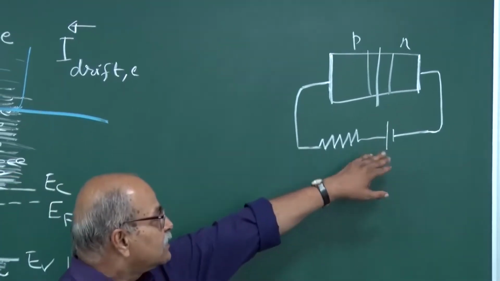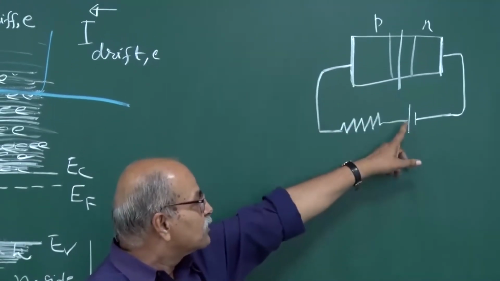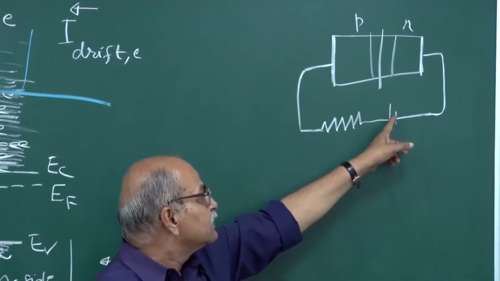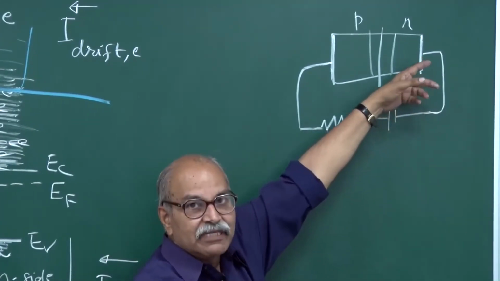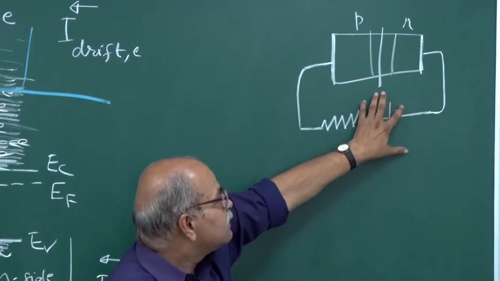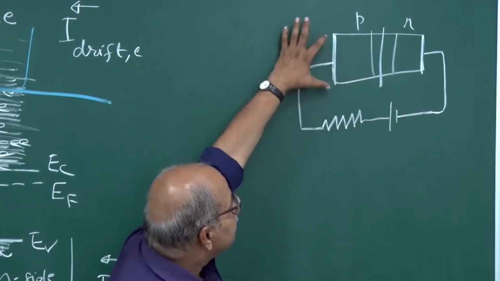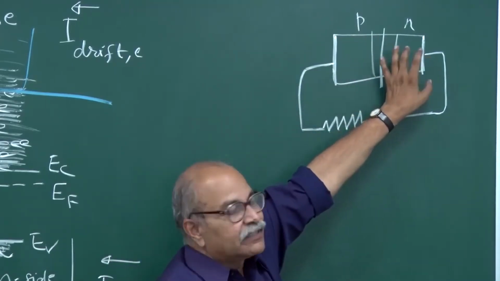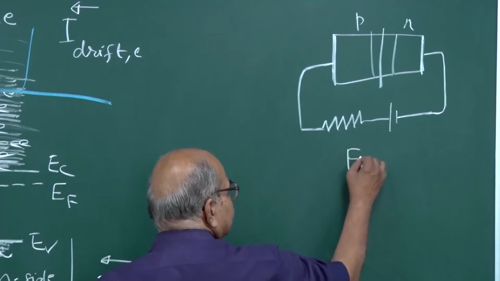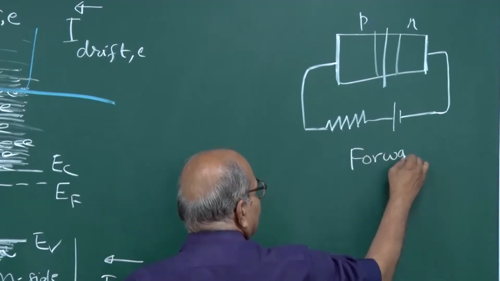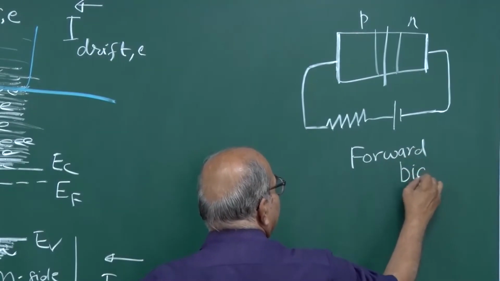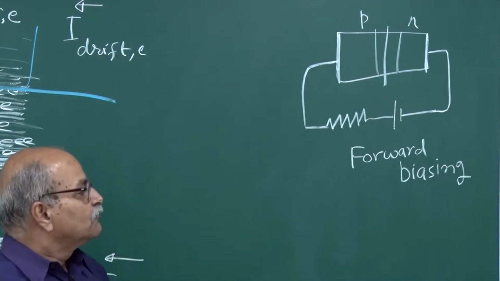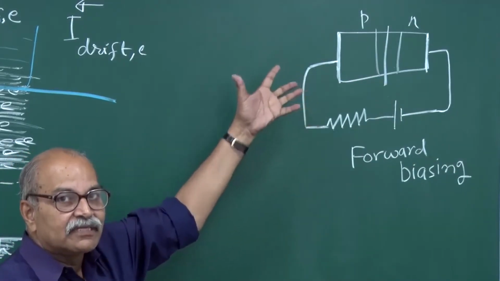So when the connections are made in such a manner where the positive side of the cell is connected to the P side and the negative side of the cell is connected to the N side, that means from our battery, from our cell, we are increasing the potential of this P side as compared to the N side. So that is known as forward bias. Forward biasing, it's called biasing, and this PN junction is called forward biased in this particular situation.